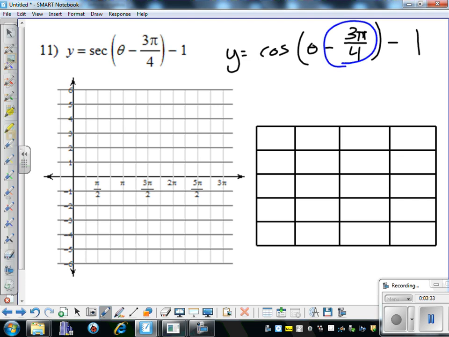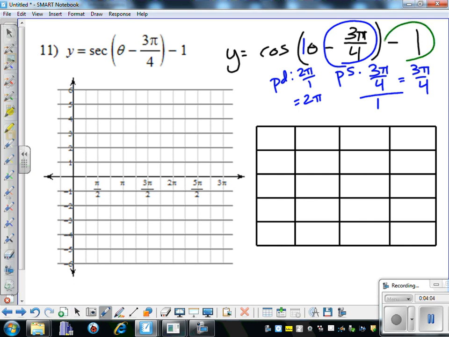Now, the negative 3 pi over 4 creates a phase shift. The number in front of theta is still going to work with my period, so I'll have 2 pi divided by 1, which my period is still going to be 2 pi. But my phase shift here, I take the opposite of negative 3 pi over 4, so that's positive 3 pi over 4, divided by the number in front of theta, which is 1, so the phase shift is 3 pi over 4. The number on the outside, that negative 1, creates a vertical shift of negative 1.